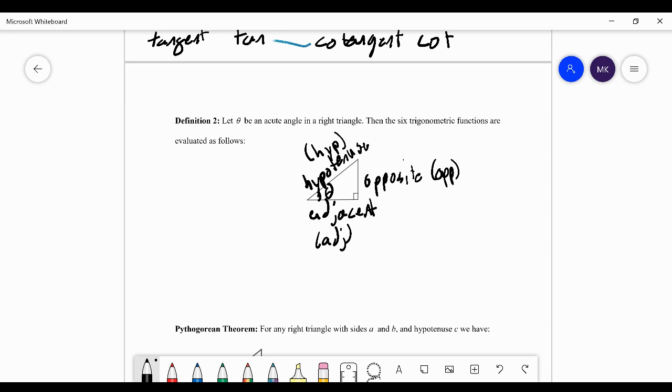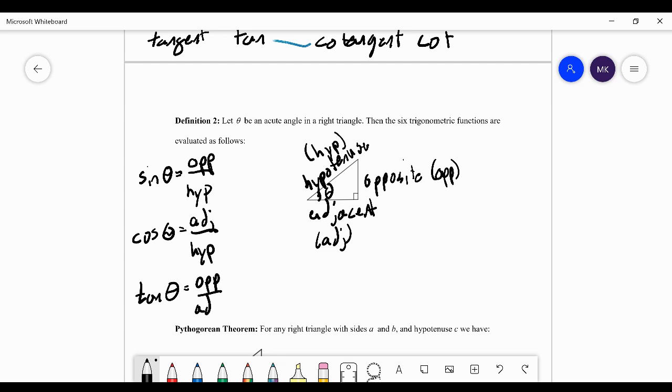So then for this angle theta here, this angle that we're talking about, we can evaluate all of these 6 trig functions using ratios of sides. That's how they are defined. And so we say things like the sine of theta is equal to the opposite over hypotenuse, cosine of theta is adjacent over hypotenuse, and tangent of theta is equal to the opposite over adjacent.